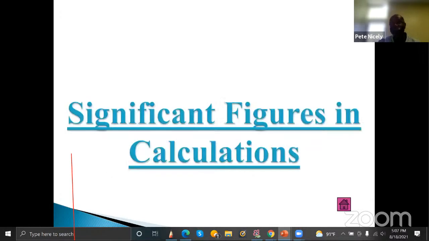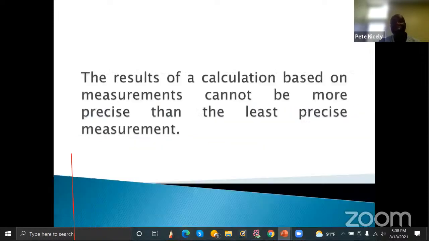So let's move on now. And I think this will be the last thing that we're going to discuss for today. Significant figures in calculations, all right? Now, whenever you're doing calculations, you know, addition, subtraction, multiplication, division, your final answer cannot be more precise than the least precise measurement that is involved in your number crunching, all right?